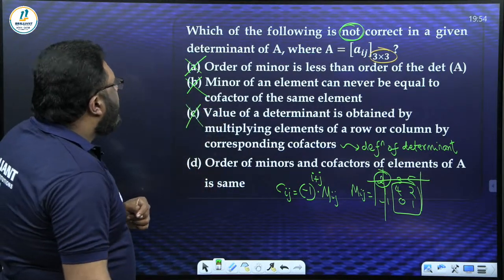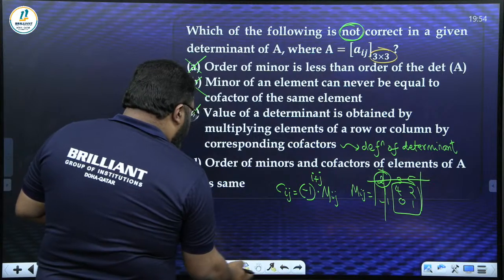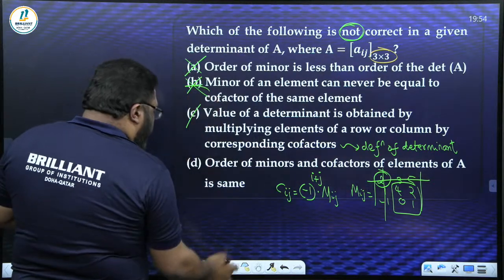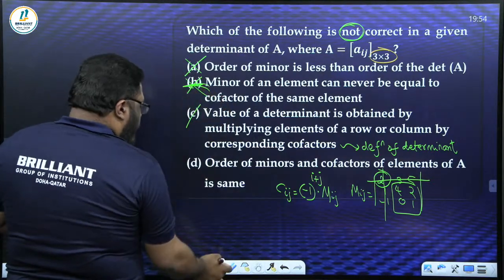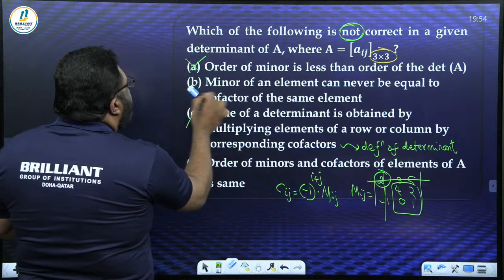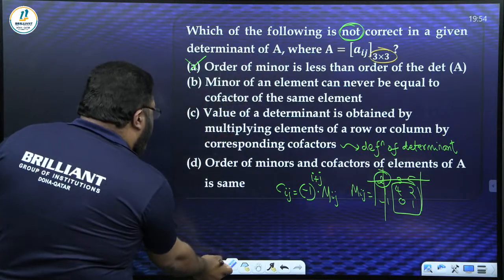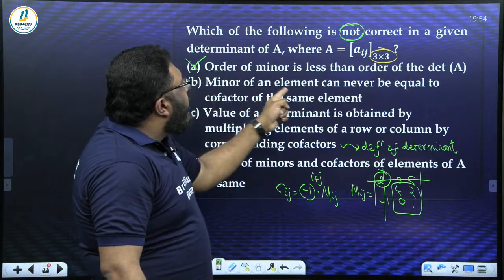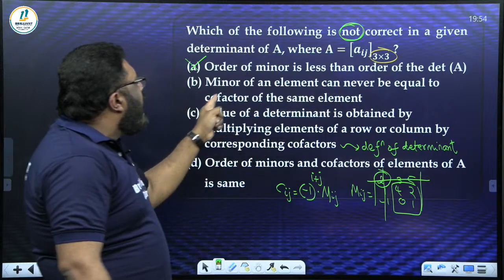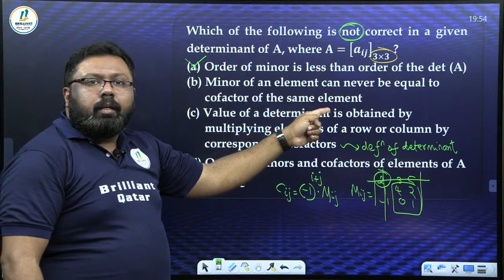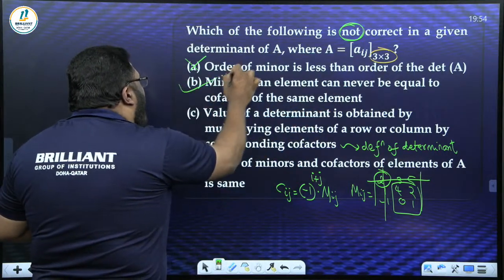Oh, one minute. I wanted which is not correct, right? So all of you just listen. I want which is not correct. So, minor of an element can never be equal to the cofactor. Is it correct? It is not correct. So this is your right answer.